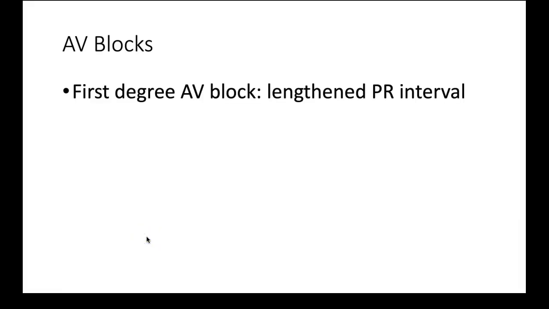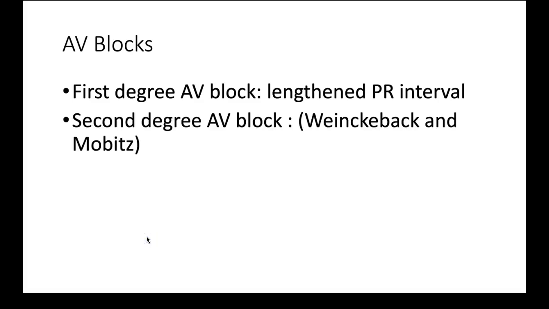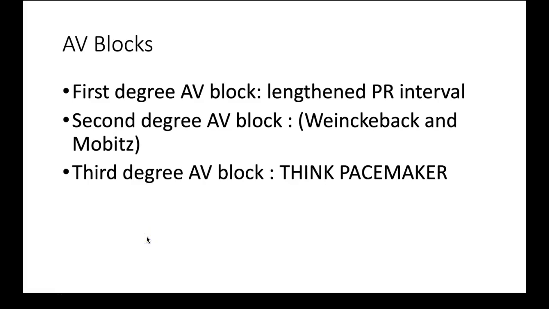Let's look at some AV blocks. We looked at that PR interval in the beginning and determined that anything above 0.20 would be a first-degree block. So that is a lengthened PR interval. We're going to look at a second-degree block, and we're going to talk about a third-degree block.